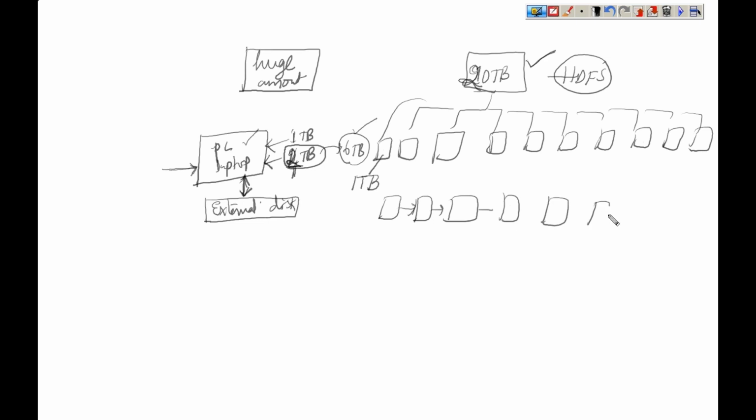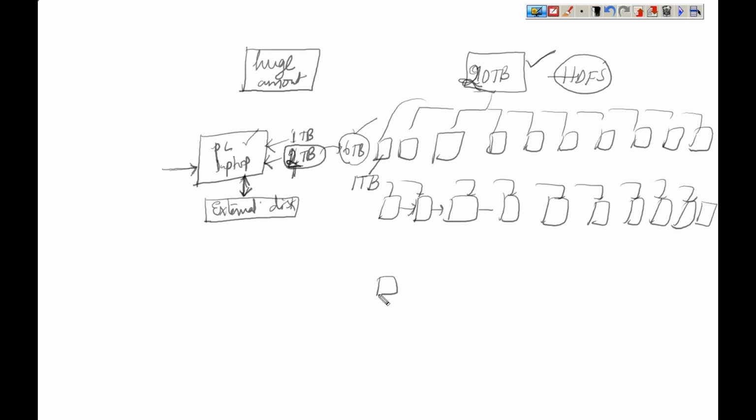Add some more. Like we have 10, add 10 more machines. Now the 20 TB of data is getting distributed into 20 machines. The 10 TB previously went into 10 machines, now 20 TB into 20 machines. Is it clear? So we need not increase the capacity of the disk in all these machines. Whenever we want to, we can add any number of machines, not just 10, in the cluster.